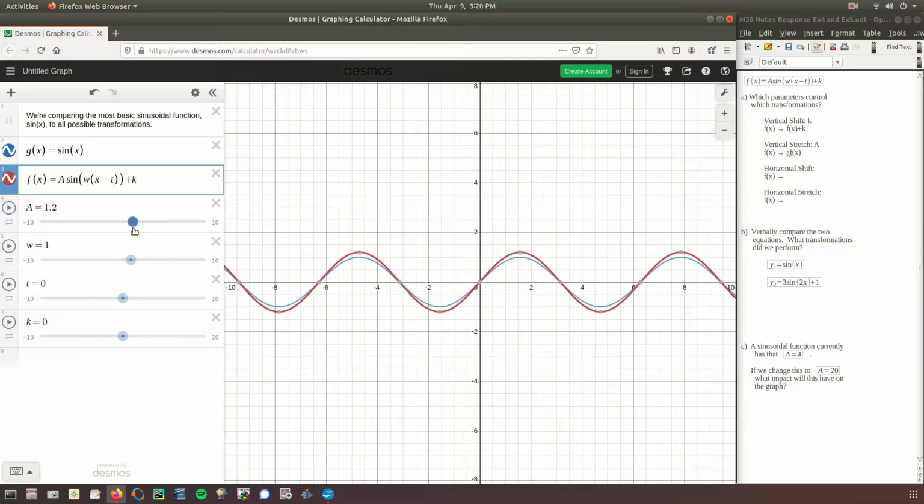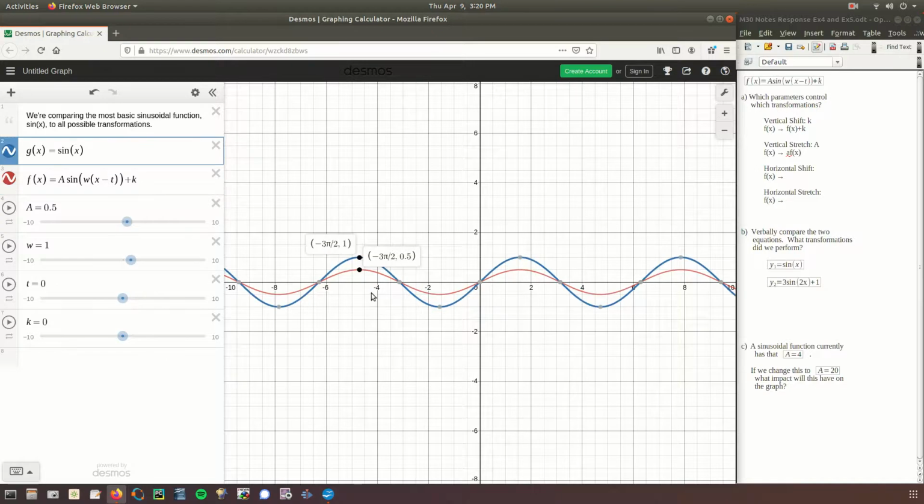Also notice that if I make a 1/2, there we go, 1/2, then now all the heights of my red function are only 1/2 as tall as they were on our original blue function right there. So a is controlling our multiplicative height transformation right here. Well, how many times taller will the graph be than its original? I'll go ahead and set a back to its standard value of 1 so that we can look at our next example.